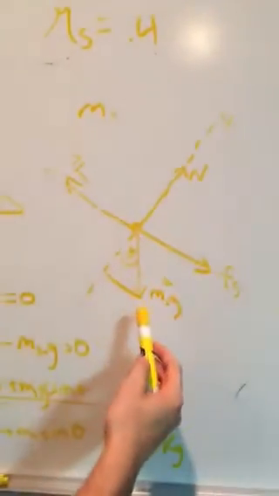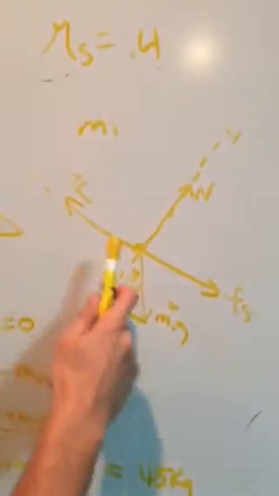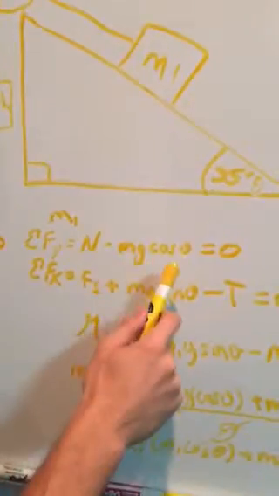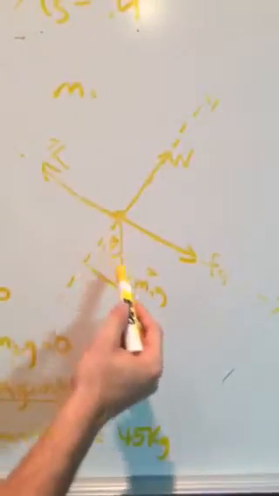And over here I drew a free body diagram of mass 1, and I know that there's a normal force, the gravitational force, the tension of the rope, and the static friction. So for the y component, the normal force minus the weight times cosine theta, because it's adjacent over hypotenuse, equals 0.